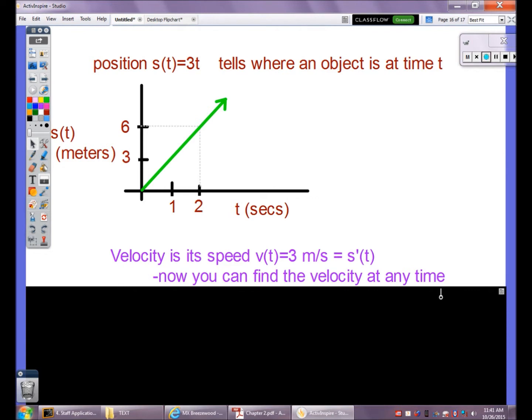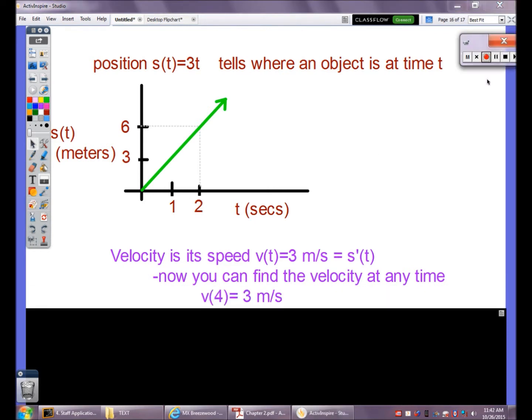If I take the derivative of that green equation, I would have the velocity. Velocity is the derivative of position. This is going to give me my speed. So v of t for velocity, the derivative of 3t is 3 meters per second. I can also denote this s prime of t. Now I can get the velocity at any time. And if you notice, the velocity is the same at any time because it's constant at 3. If I want to know where I'm at 4 seconds, I'm going 3 meters per second.